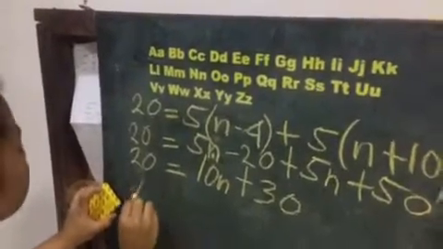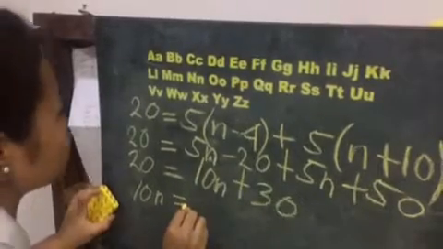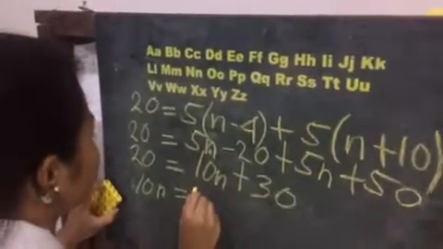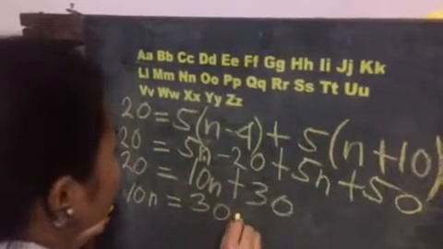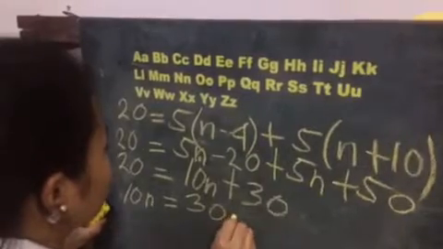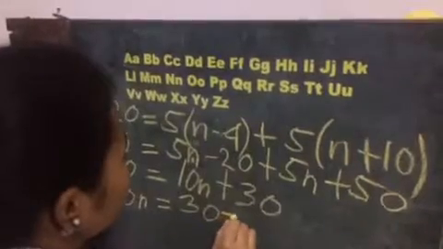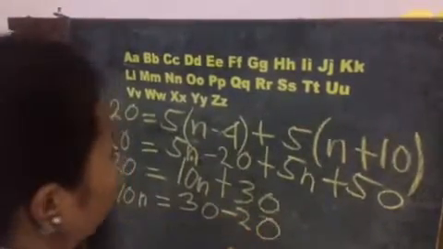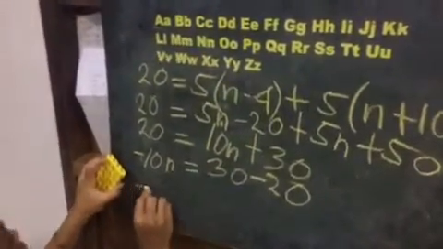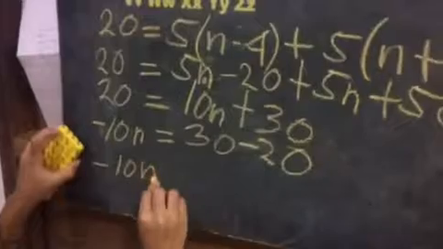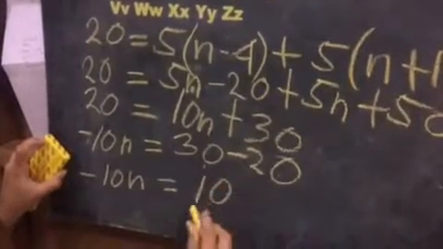Negative 20 plus positive 50 is positive 30. So now, we will apply the inverse property. So 10n is equal to... always remember that when we apply the inverse property, the negative will become positive and the positive will become negative. So 30 minus 20, so 10n is equal to 10.